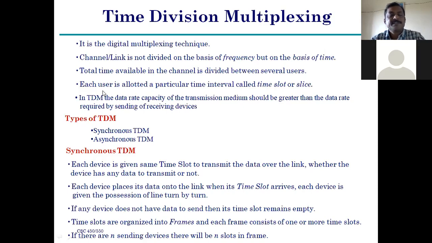Frequency division multiplexing and wavelength division multiplexing, these two multiplexing processes are already discussed. Coming to time division multiplexing, it is very, very important in the multiplexing concept. Time division multiplexing is also classified into two categories. One is synchronous time division multiplexing. Next one is asynchronous time division multiplexing.